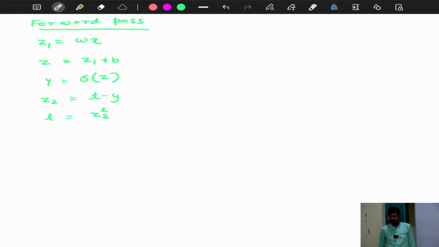And then the last step is, maybe z2 is equal to t minus y, and then L is equal to z2 squared. These are the steps we are doing, right? These are the calculations. You see, this is exactly equal to what? T minus sigma of Wx plus b, whole square, right? Clear?